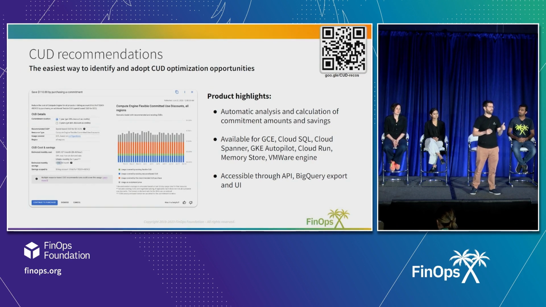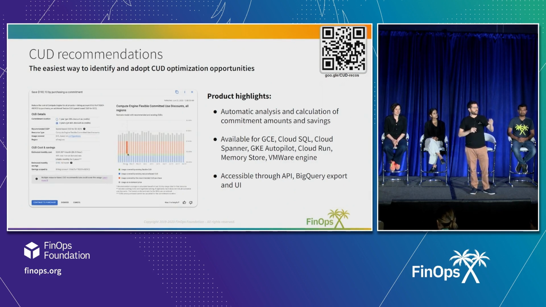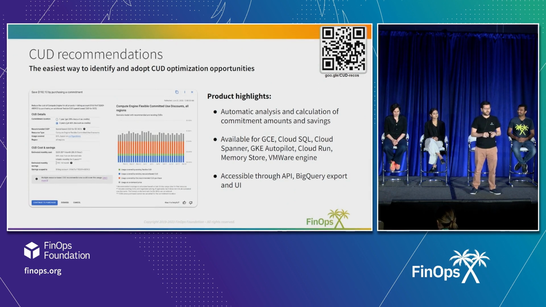So flexible committed use discount is similar to your savings plans in the other hyperscalers. It allows you to move your resources and change between different resource families. These recommendations will now be enabled to understand your resource type, your committed use resource-based CUDs, and your flexible CUDs, and show you everything in one single pane.